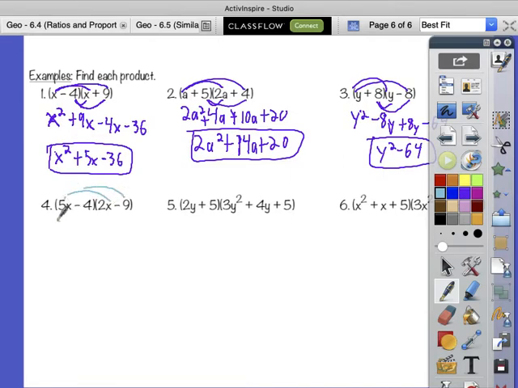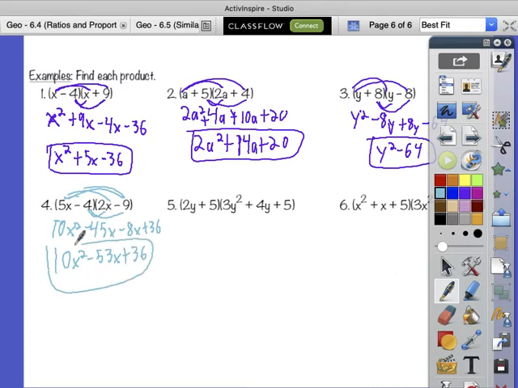So far I had this number 4 right. 5x times 2x was 10x squared. 5x times negative 9 was negative 45x. Negative 4 times 2x is negative 8x. And negative 4 times negative 9 is plus 36. Find like terms. 10x squared minus 53x plus 36.